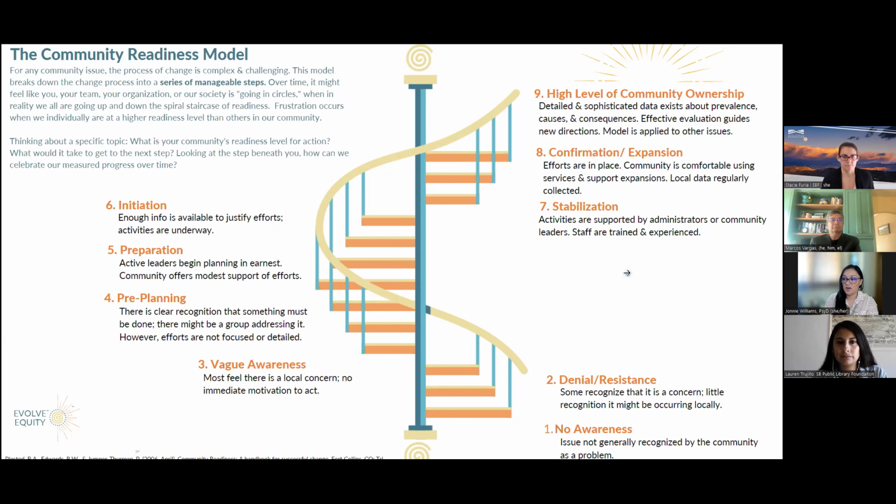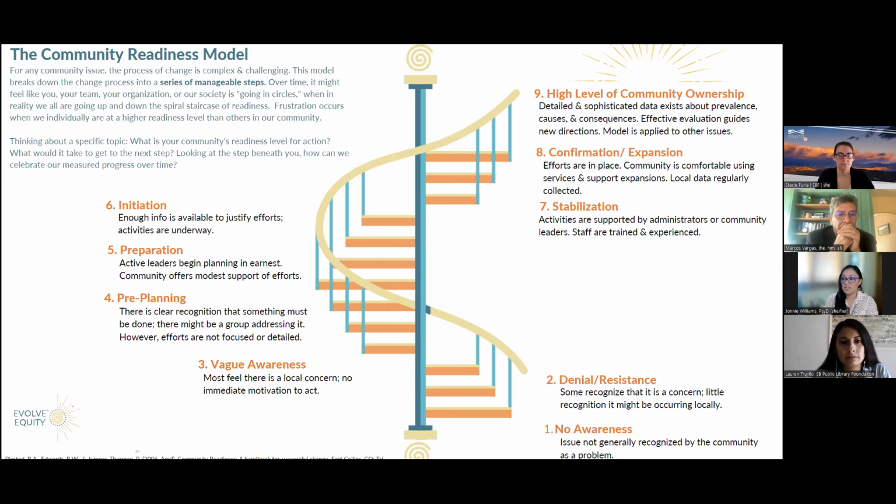So I'd like to introduce this metaphor of the spiral staircase, because it might feel like we're going in circles, but we're going up and down a staircase, and just acknowledging that the change process requires us to really understand where we are at each level and how we can lead those who might be at a lower level than us, lead them up the staircase.